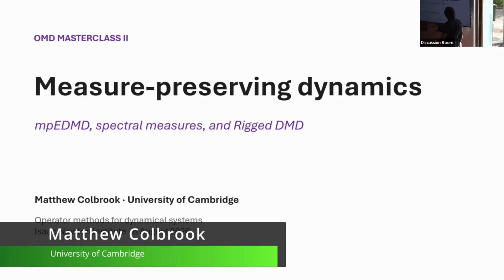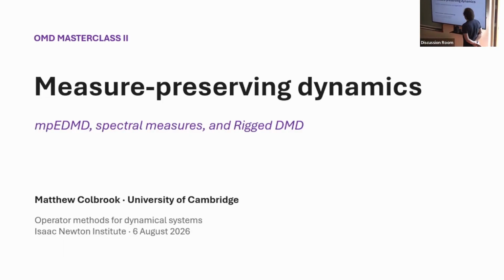So we're going to be dealing with measure-preserving dynamical systems that have an invertibility property, and this will induce a unitary Koopman operator. And I'm going to walk through several algorithms, starting with MP-EDMD, which is a measure-preserving version of EDMD, where you constrain the approximations to be unitary. We'll talk about how it approximates spectral measures, and then move into Riggs DMD, where you see something called generalized eigenfunctions, which give you sort of like the Koopman modes for Koopman operators for continuous spectra.